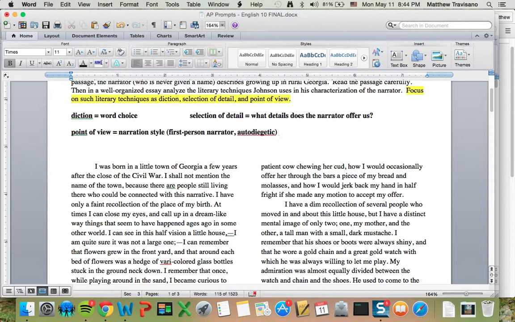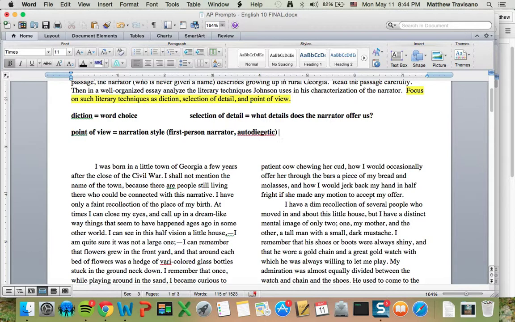Remember, auto means self, and diegetic means narrative. So the question becomes, why did James Weldon Johnson choose to tell this story in an autodiegetic way, in a first-person narrator fashion? That's significant. When Johnson characterizes the narrator, he chooses to make that narrator a first-person narrator. So the question you have to think about is, what does Johnson gain by doing that? What message does the choice of a first-person narrator help to send to the reader?